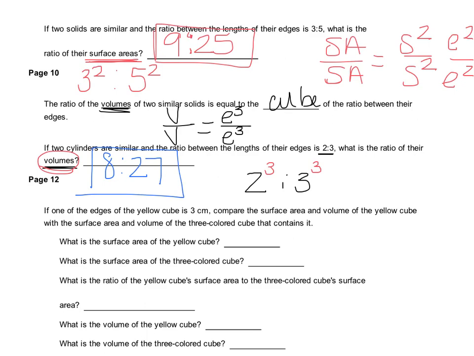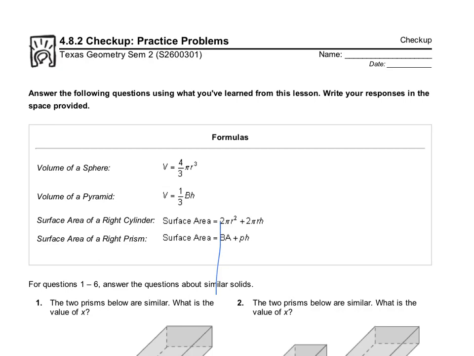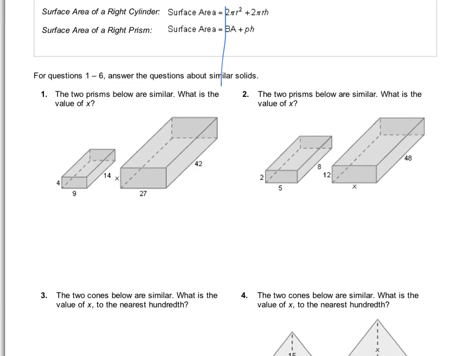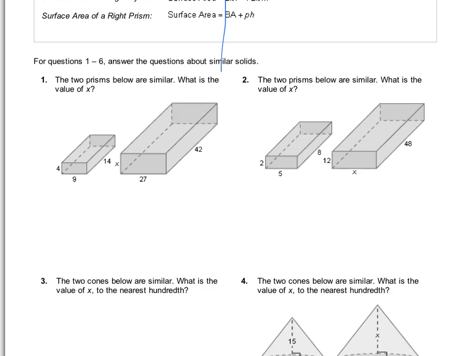Moving on to the checkup. Number 1, the two prisms below are similar. What's the value of x? Since we're just looking for a side, it's going to be a normal proportion. Now we just have to figure out what we need to use. So we know we have to have x. I'm going to put that on top. And we've got to figure out something else that corresponds with x.